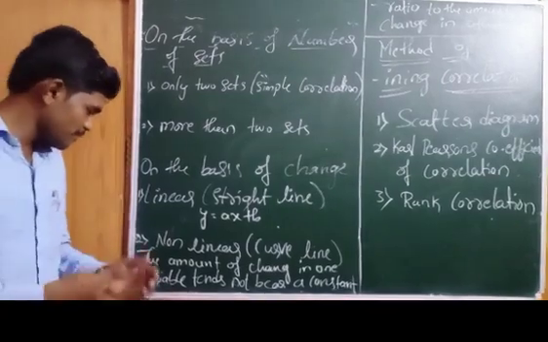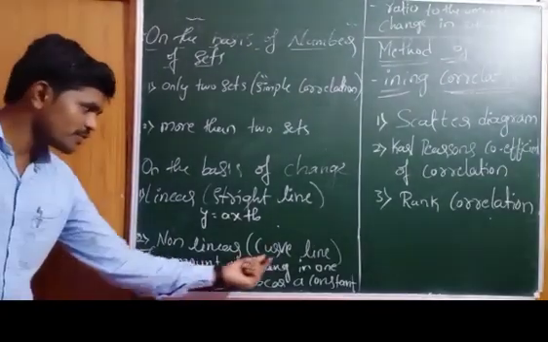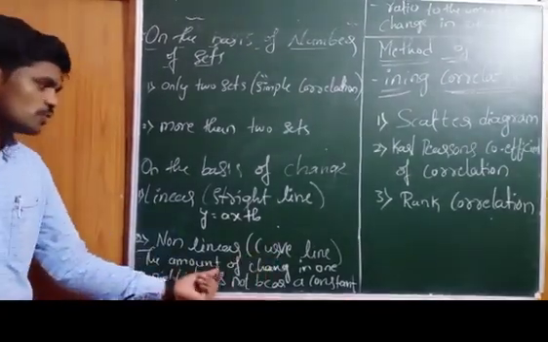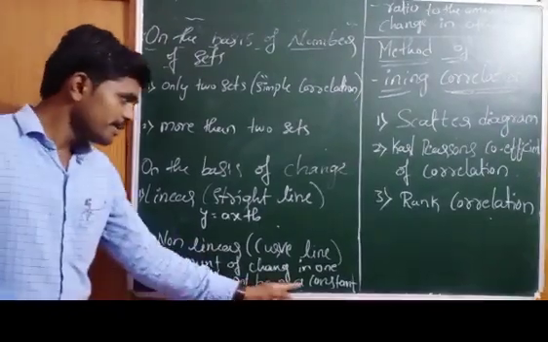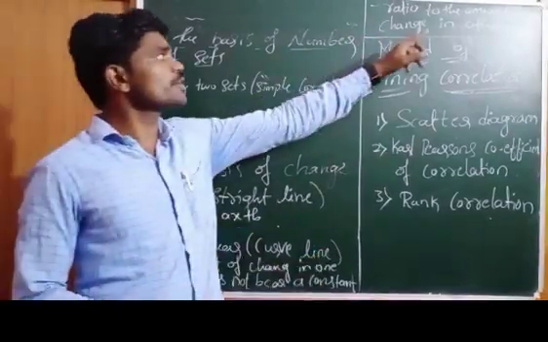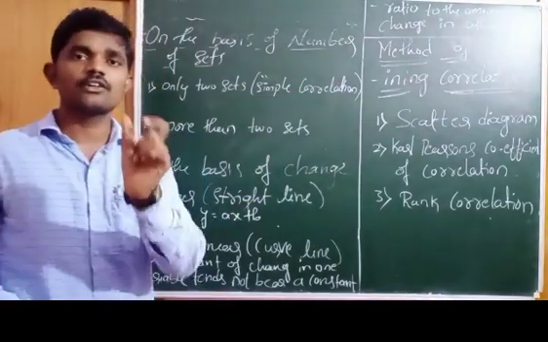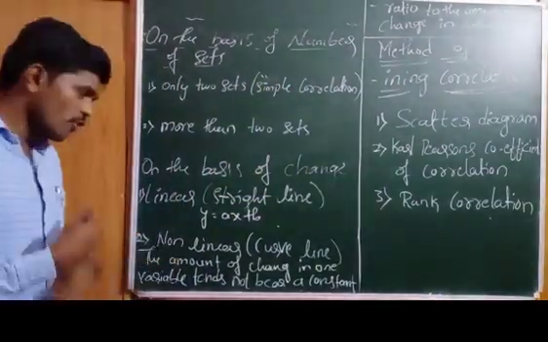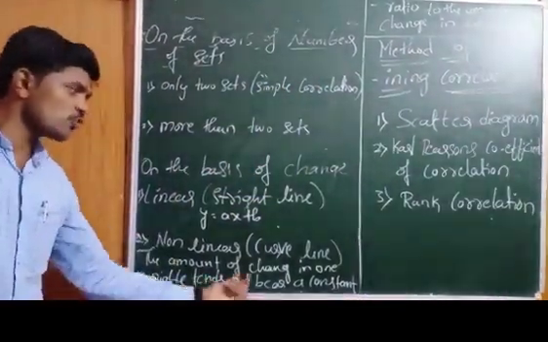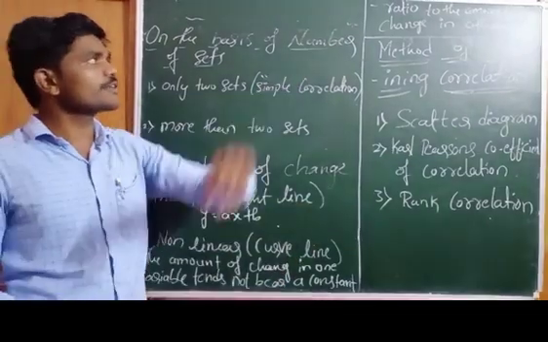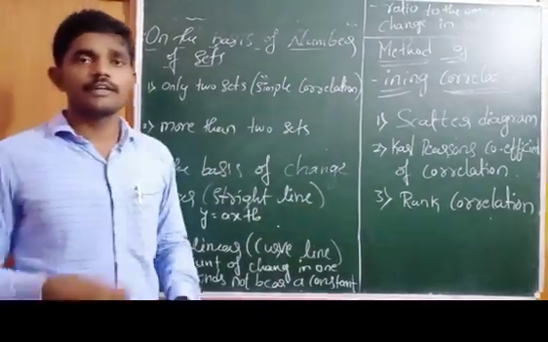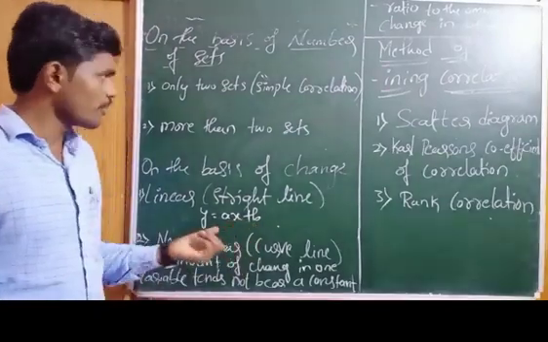Okay, linear, I will repeat it once again. The amount of change in one variable tends to bear a constant ratio to the amount of change in the other is called linear correlation. And non-linear means that it tends not to bear a constant ratio to the amount of change in the other, called non-linear correlation.